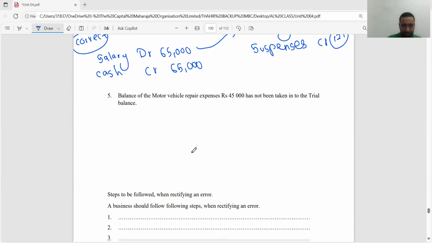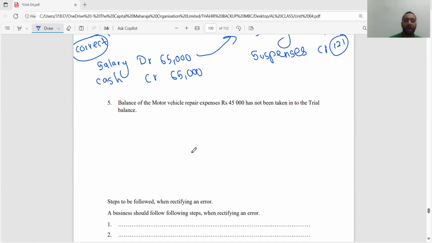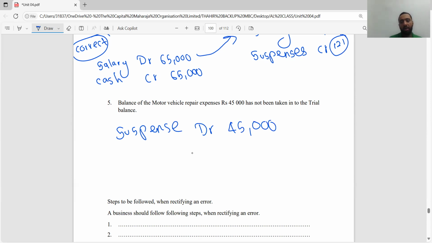Right, the next one. Balance of motor vehicle repair expenses 45,000 has not been taken to trial balance. Very simple. You just put it as suspense debit 45,000. Very simple. Finish. That's all.